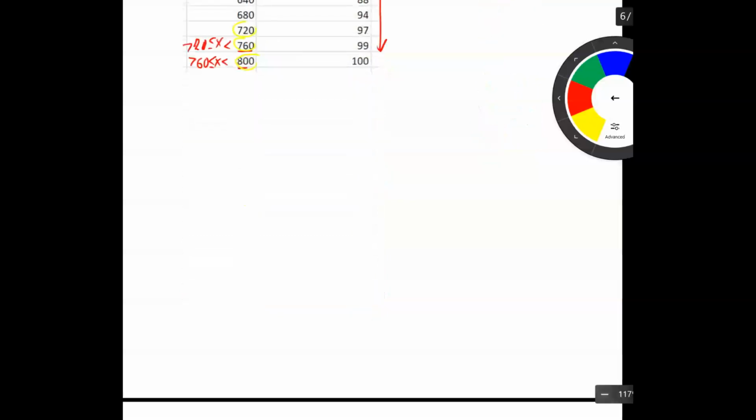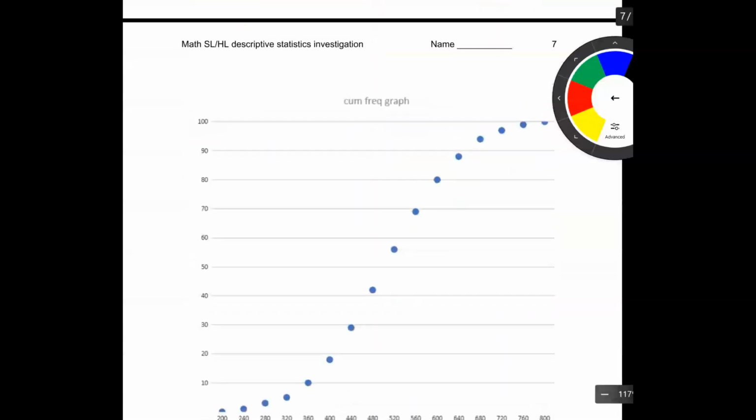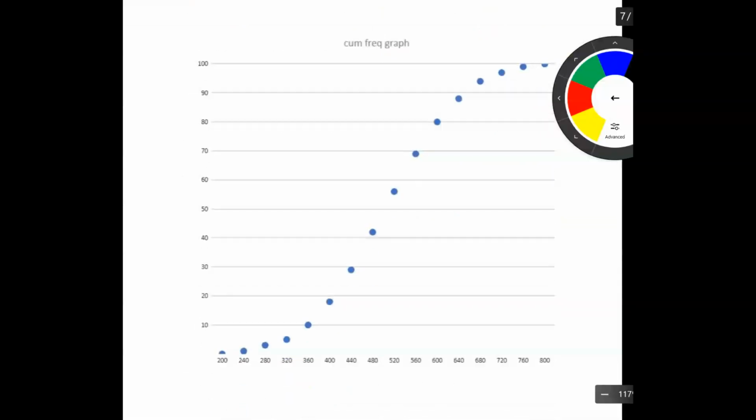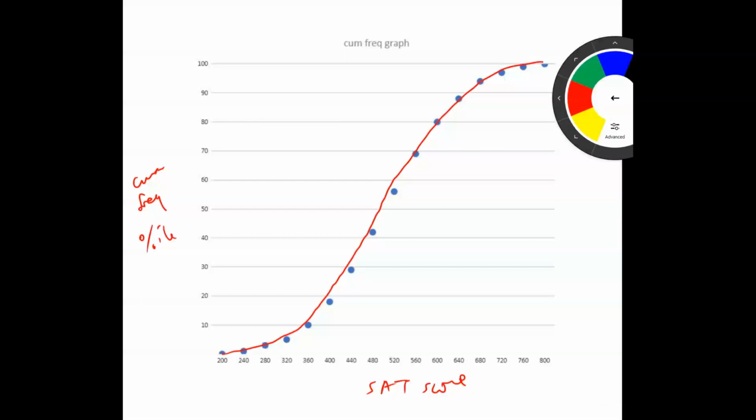But if I graph everything, it basically looks like this S-curve here, okay? Steadily increasing, just like the cumulative frequency. And on the x-axis, I have my SAT scores. That's my data. And on the y-axis, I have the frequency, the cumulative frequency actually. And in this case, the cumulative frequency is actually a percentile. All right? And when you do a cumulative frequency graph, you're going to plot these points like this. And the next thing you're going to do is draw a curve as best as you can through all these points. From this cumulative frequency graph, you can see a lot of different things.